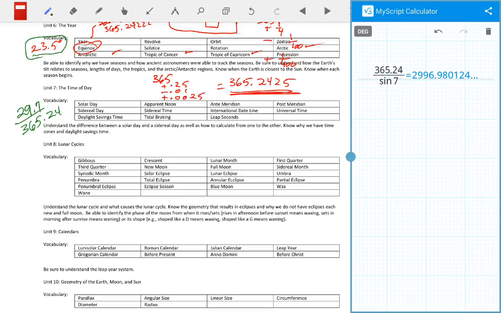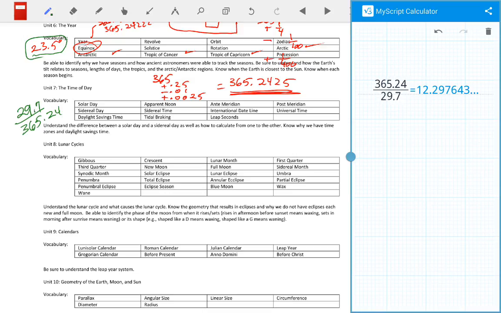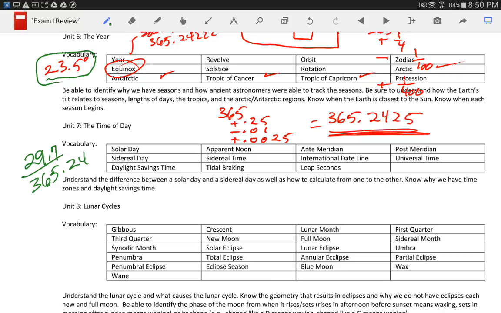365.24 divided by 29.7. Excellent. Yes, it is reading my handwriting, and my handwriting is apparently not pristine. There we go. 12.3 months in a year. Whoops. A 13th month.